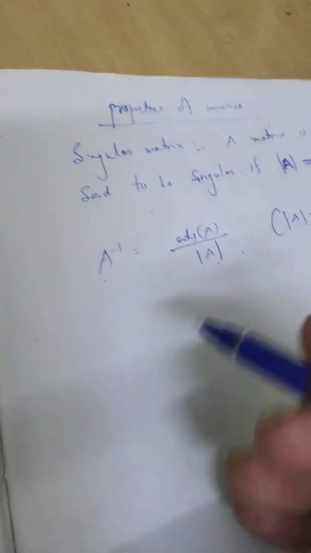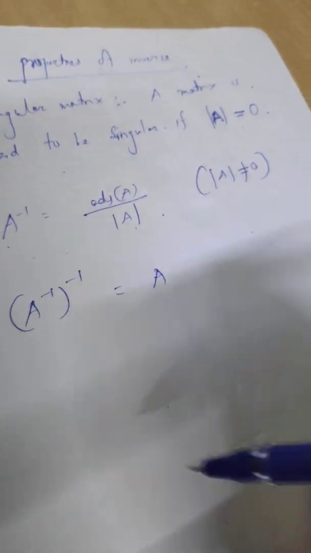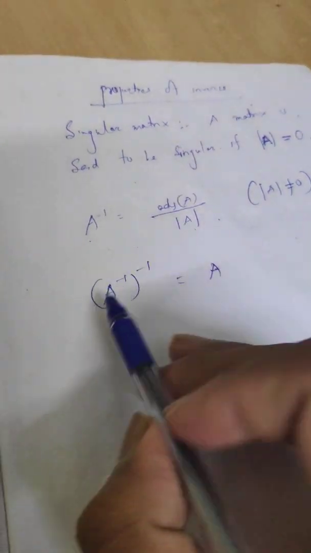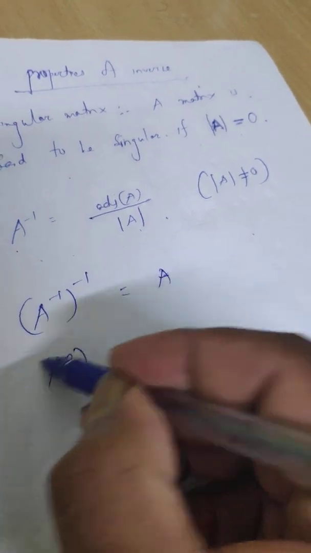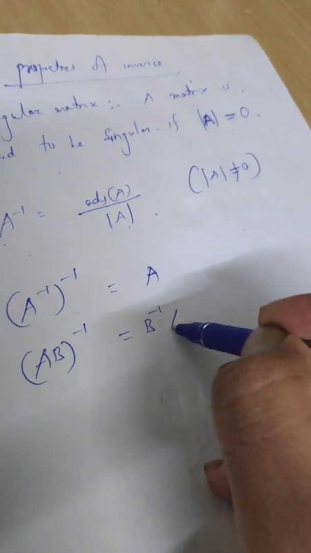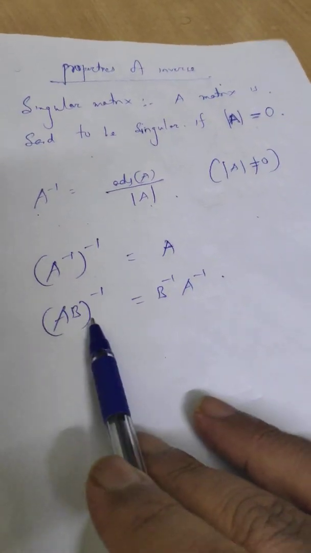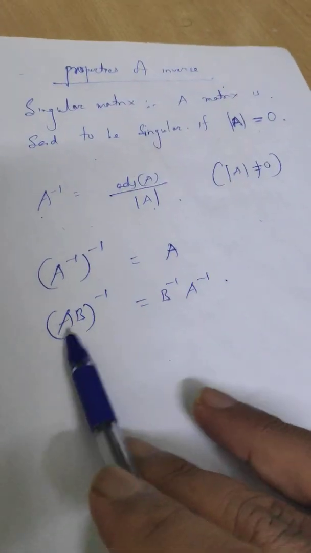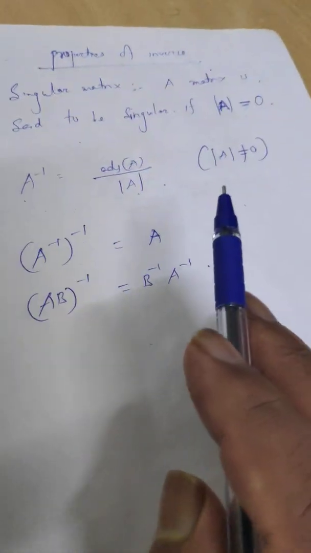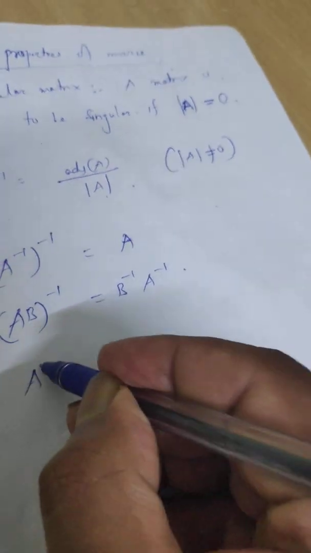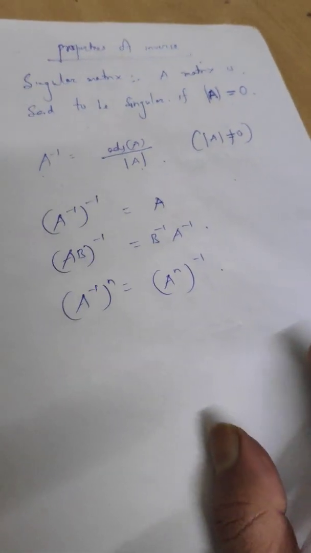Number 2, A inverse whole inverse equal to the matrix itself, equal to A. AB whole inverse we can write B inverse into A inverse, if A and B are non-singular matrices of the same order. Similarly, A inverse to the power n we can write as A to the power n whole inverse.